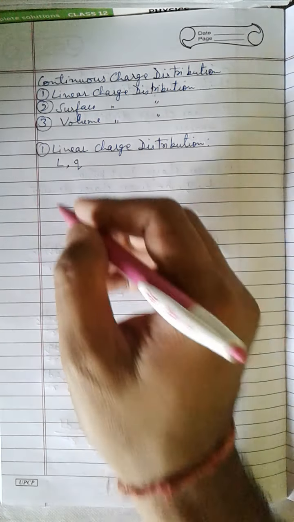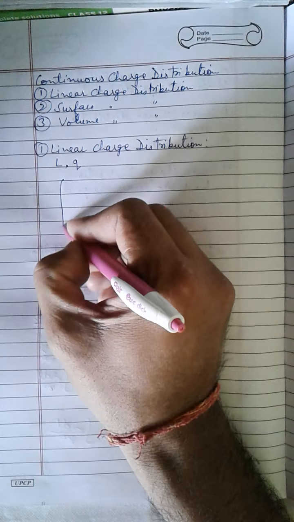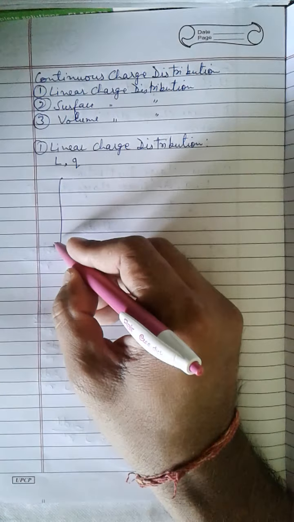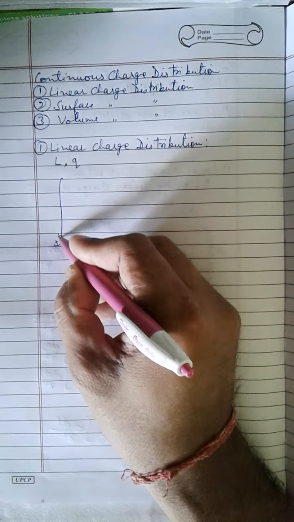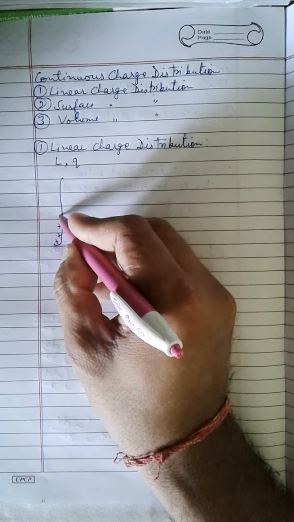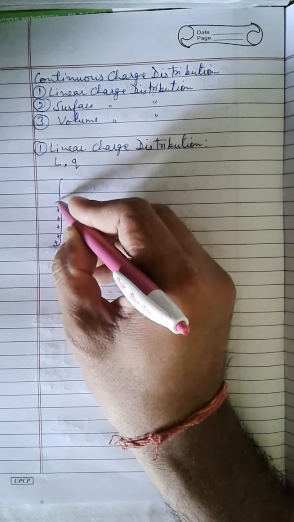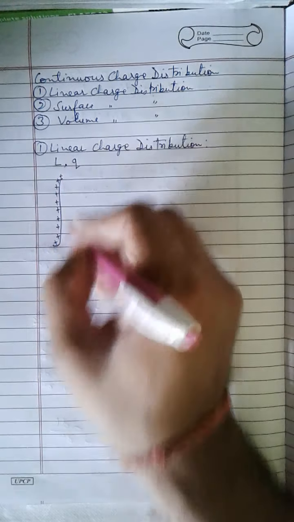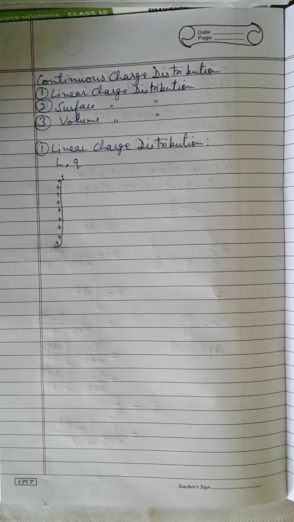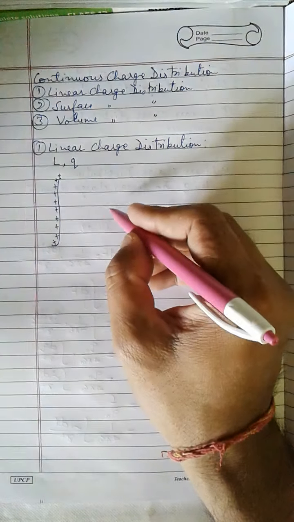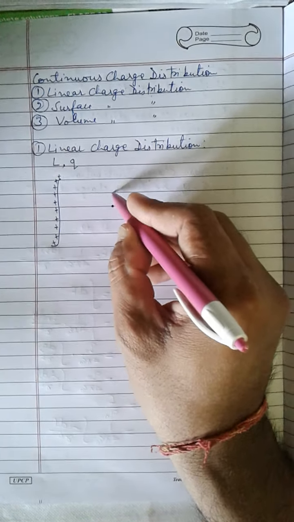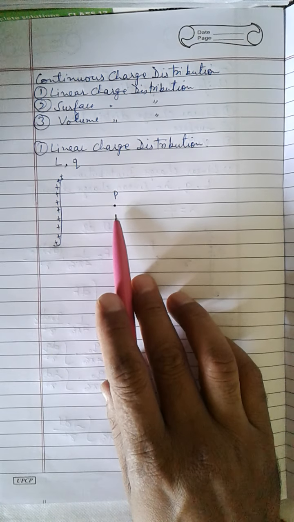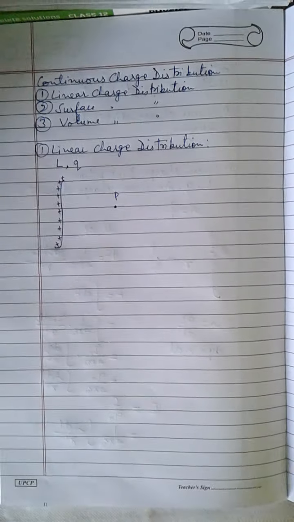See, just this wire, and this wire is given charge Q, and suppose the charge is positive, and it is uniformly distributed along the length of the wire. Fine. At any point P, we want to find either the electric force, the Coulomb force, or the electric field intensity.